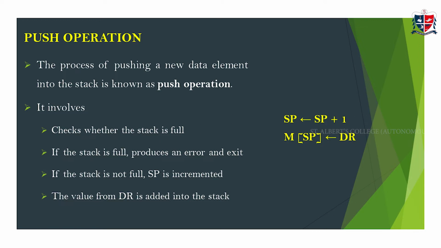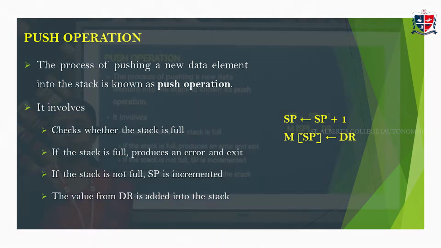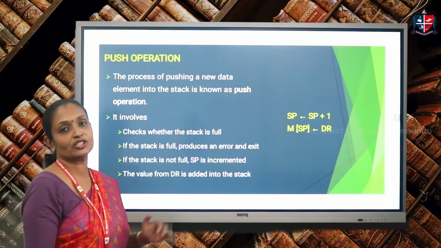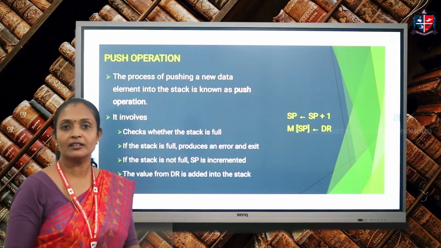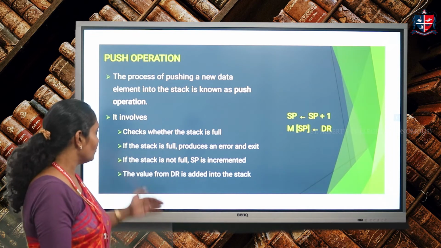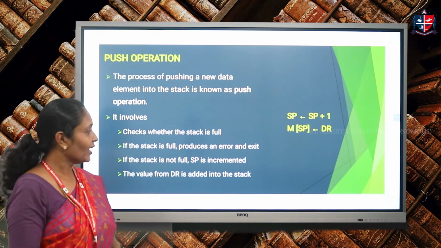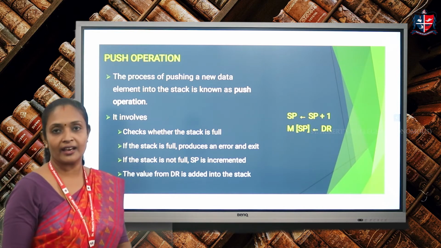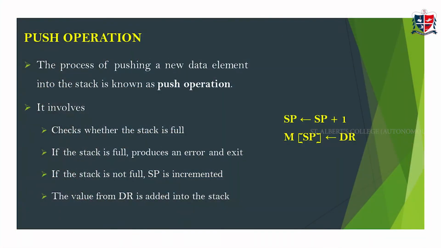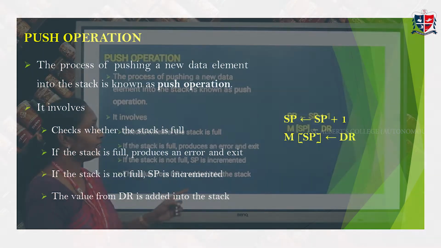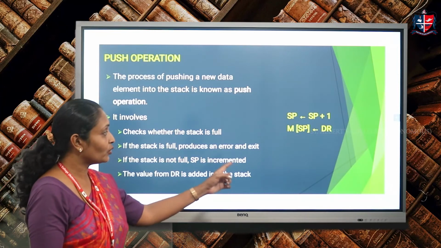And after incrementing the stack pointer, we have to take the data from the data register and place it into the memory address of that particular stack pointer. So it checks whether the stack is full, and if it is full, it produces an error and exits. If the stack is not full, the stack pointer is incremented and the value from the data register is added into the stack. So here we can write like this: SP gives SP plus 1, that is, the value of the stack pointer is incremented by 1 and the data from the data register is transferred to the memory address of the stack pointer.